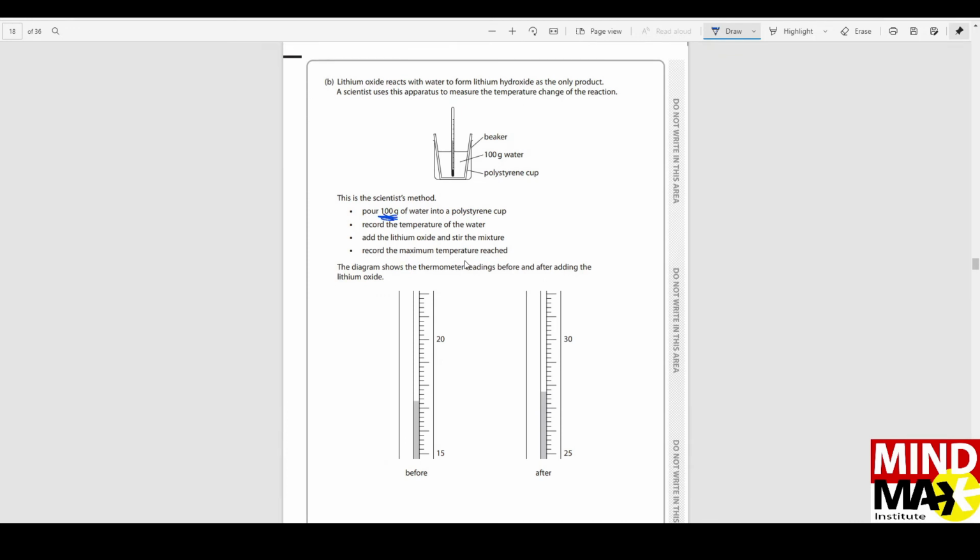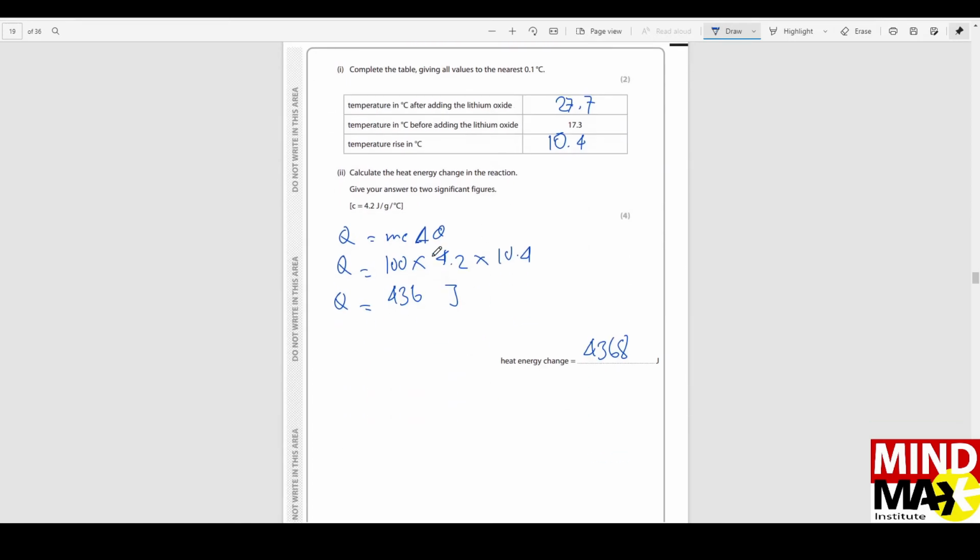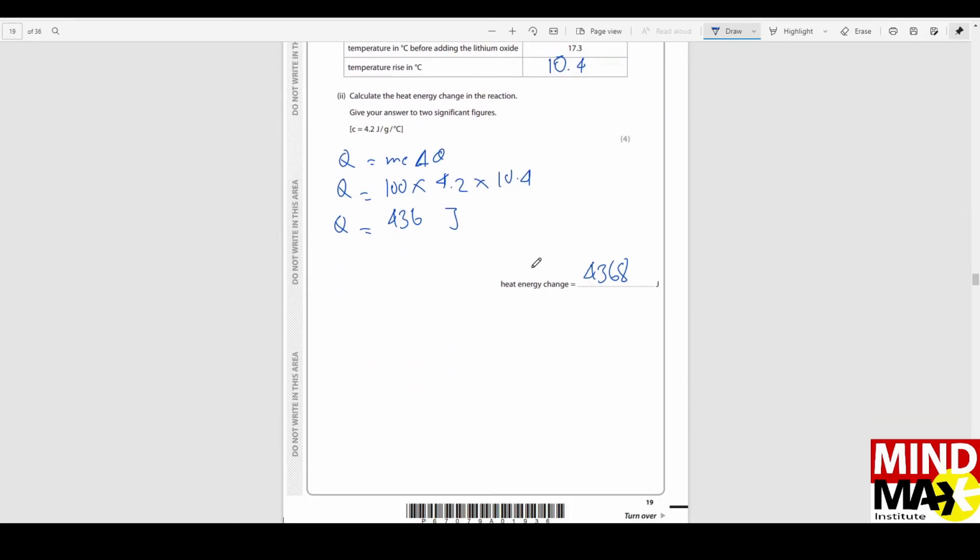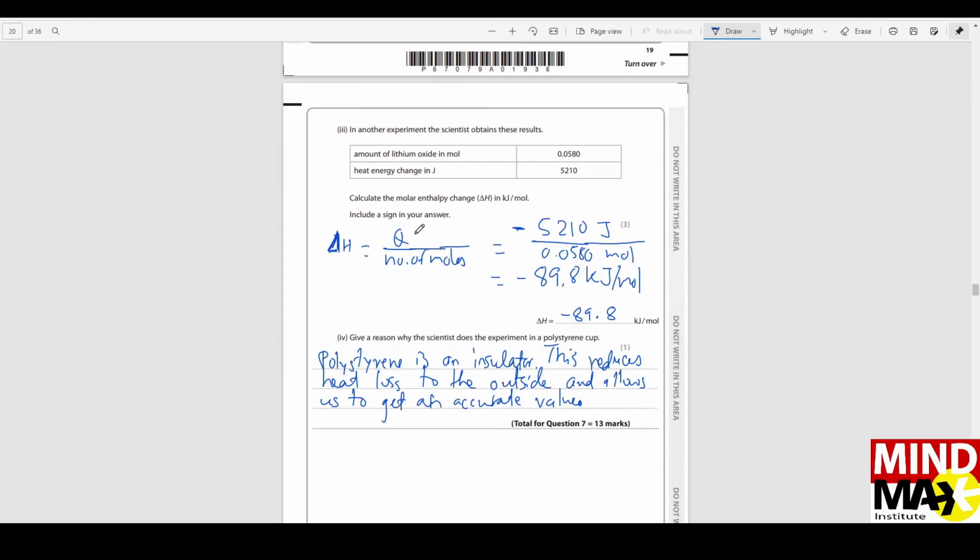The mass is given in the first part of the question. So 100 is the mass, C is given as 4.2, and the change of temperature we found from here, 10.4. Then we are finding the molar enthalpy change. The formula is energy change divided by number of moles. The energy change is given here, 5210, and the number of moles is also given. So we divide them, and because it is an exothermic reaction, it's going to be a negative sign. Exothermic means negative sign.